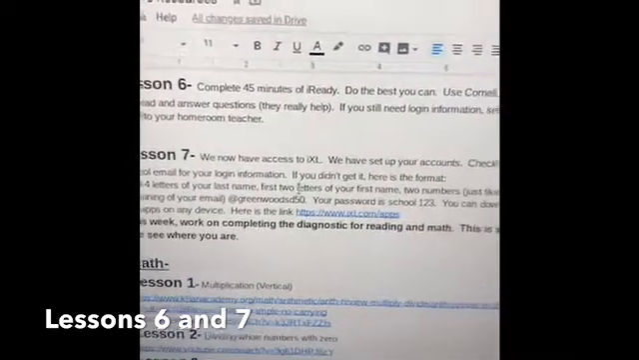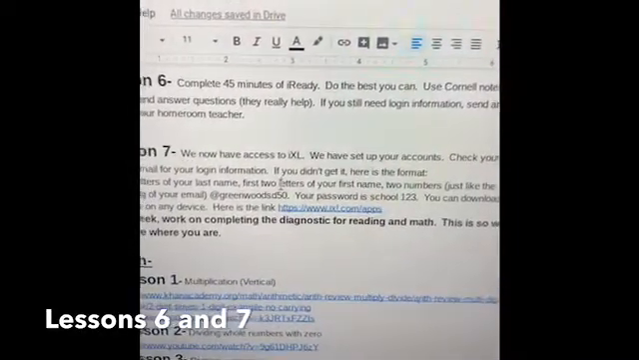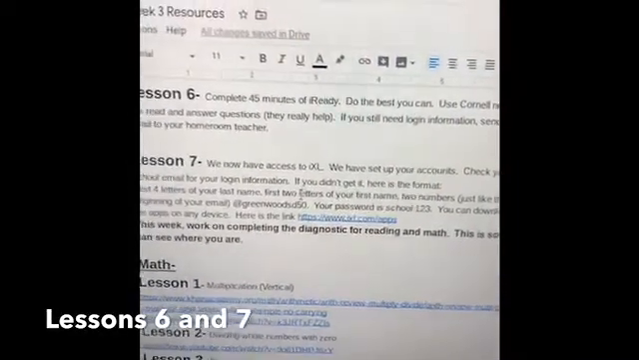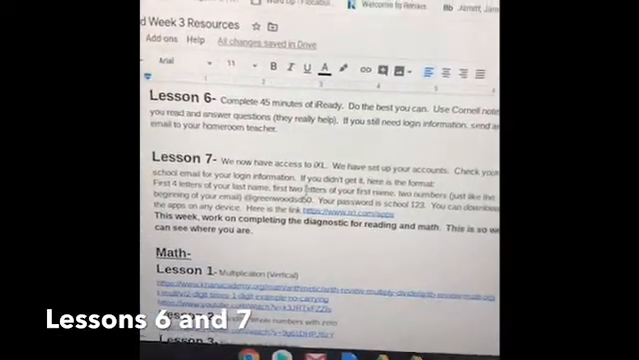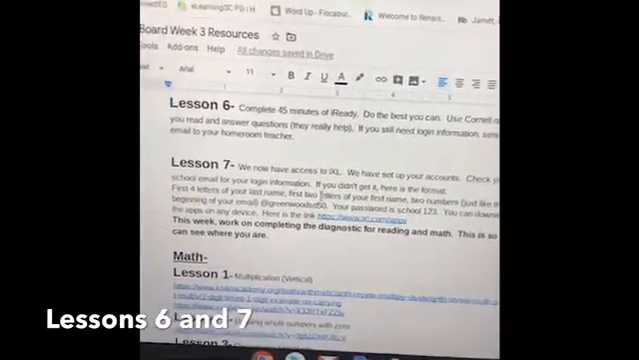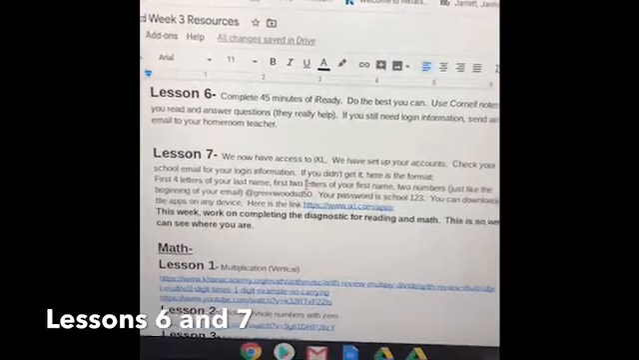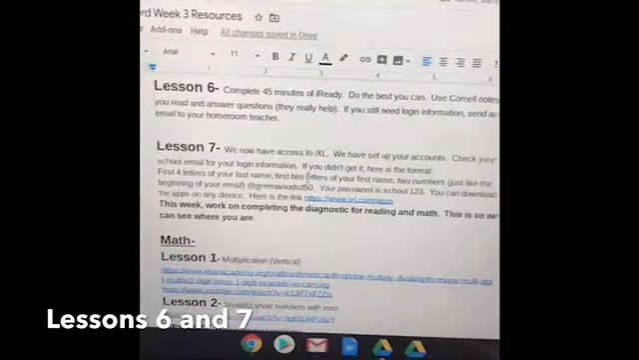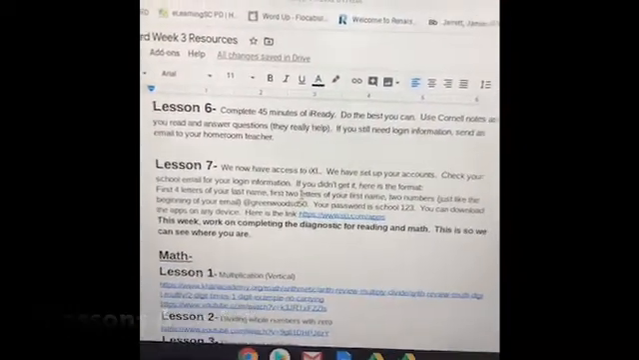And then the password to get in is school123. And you can log in on any device. And this week you will work on completing the diagnostic for reading and math so that we can see where you are.